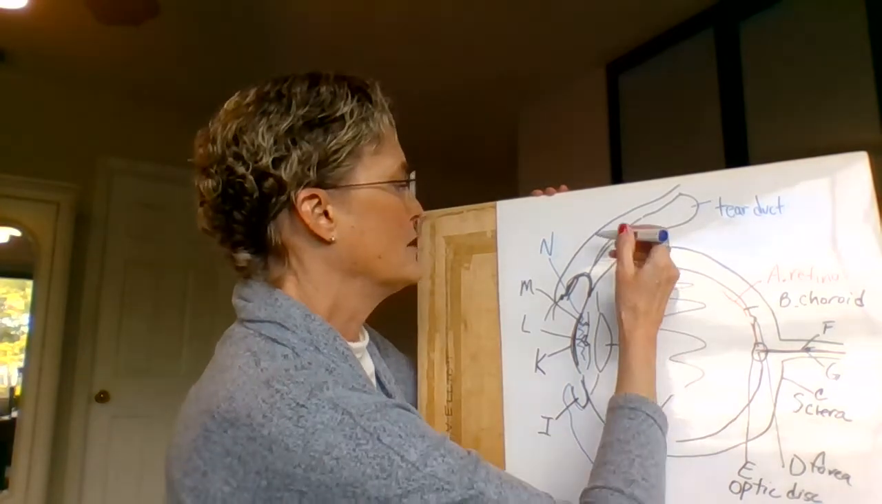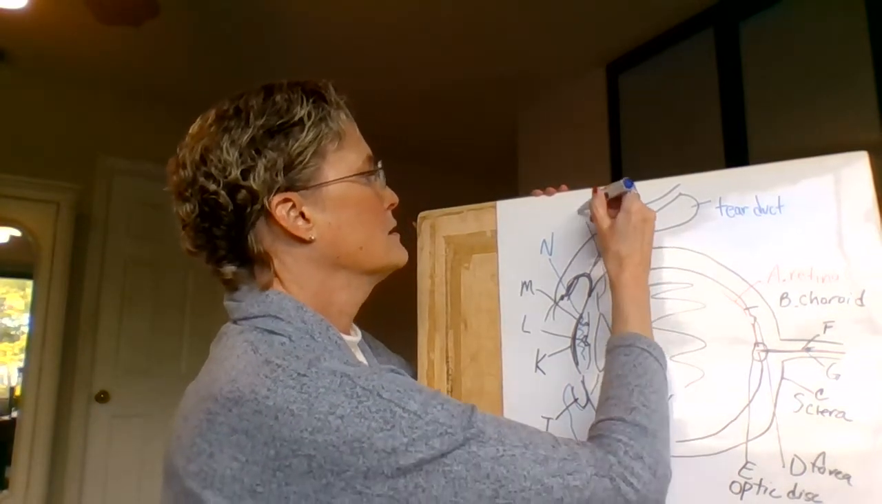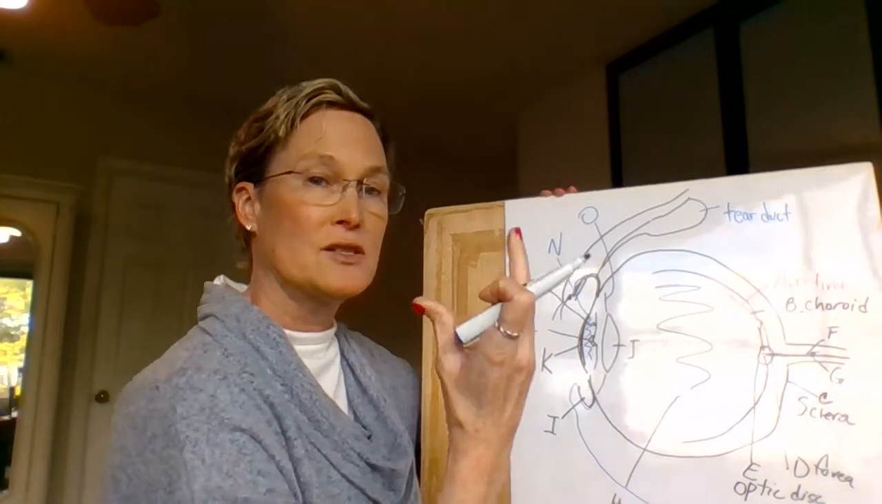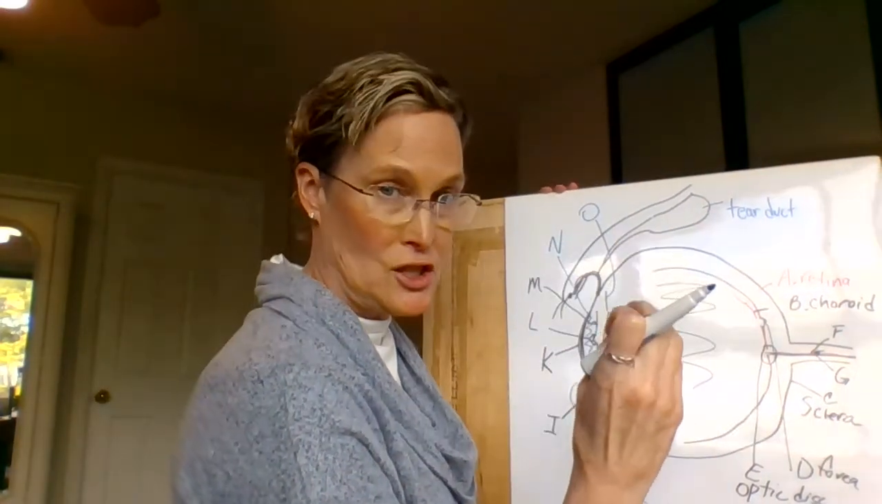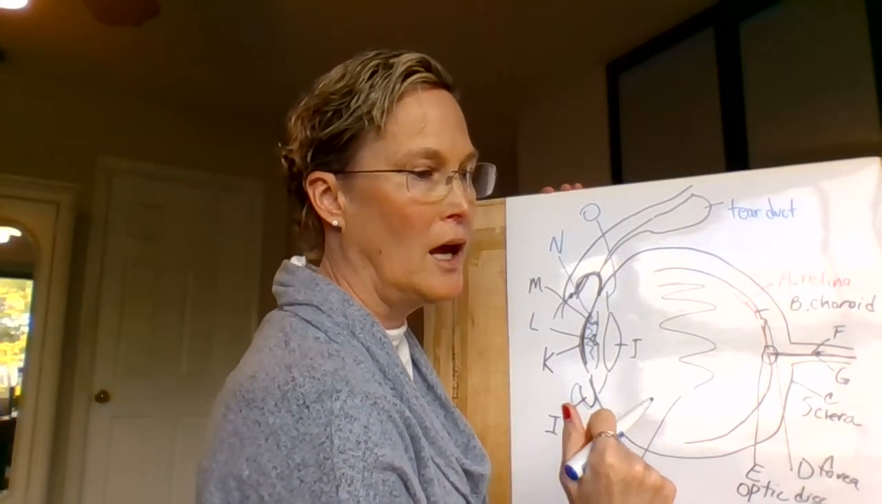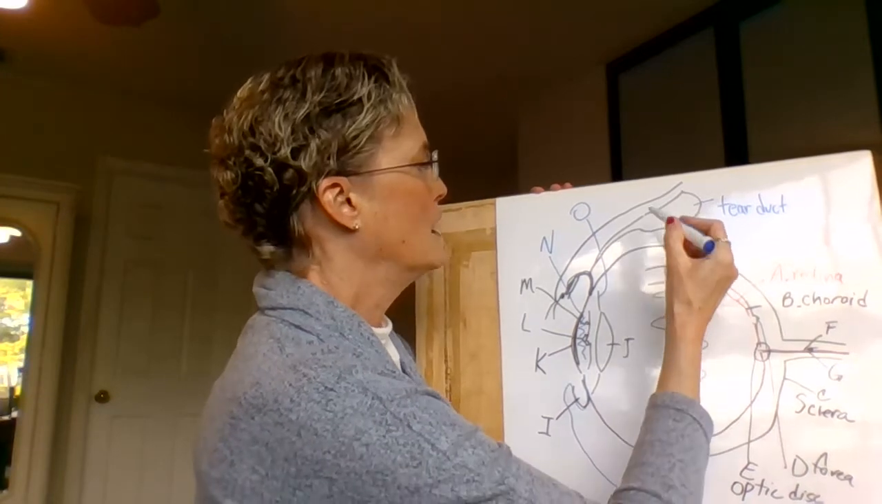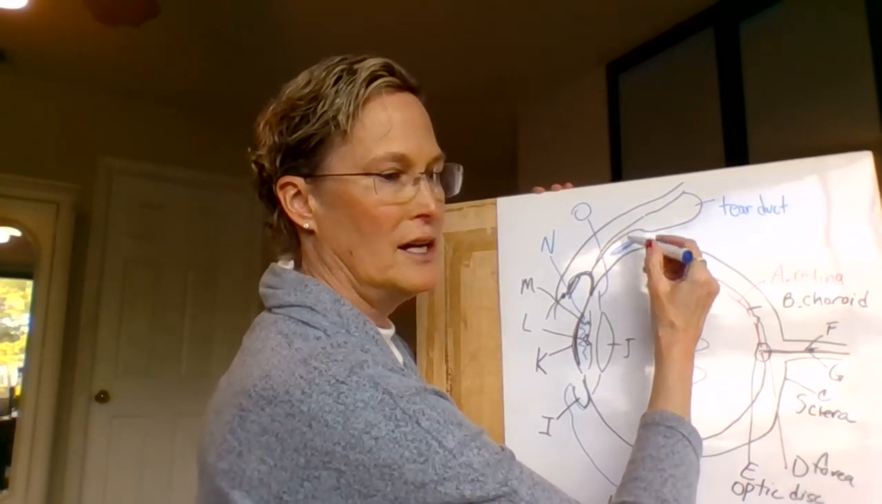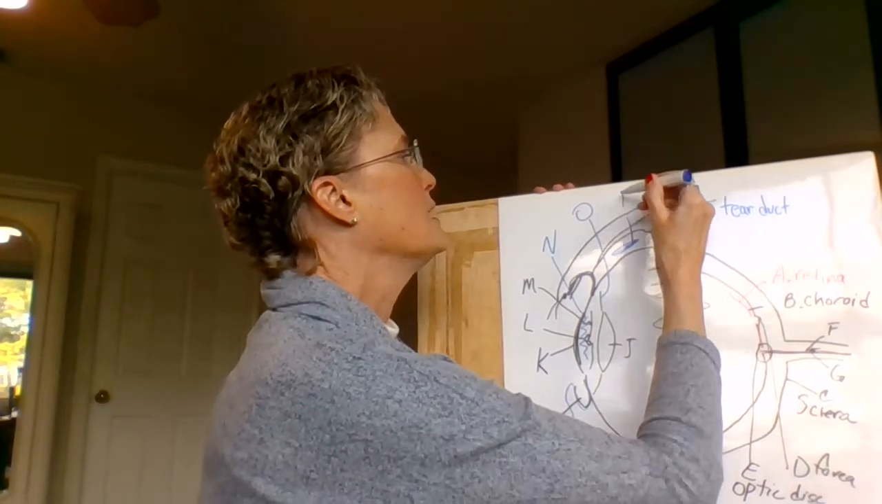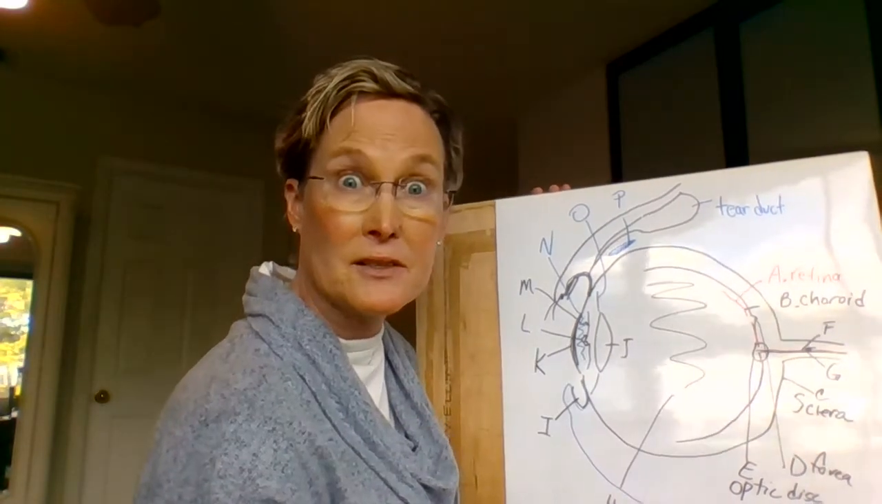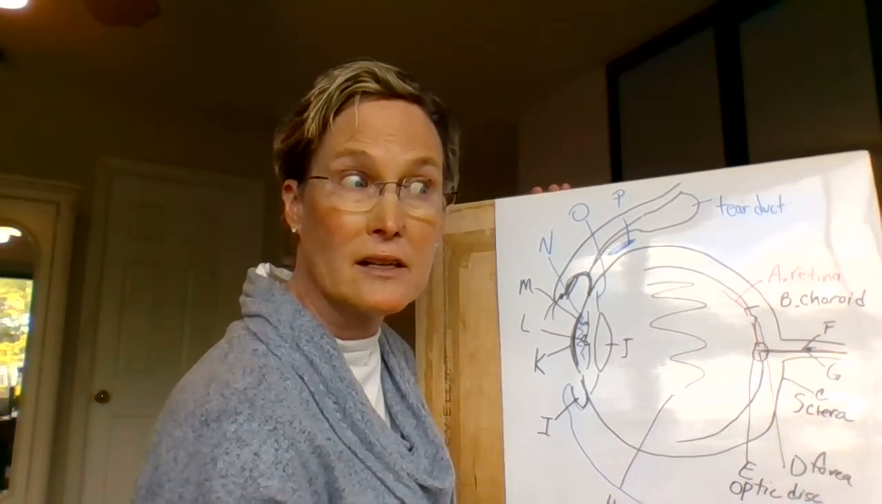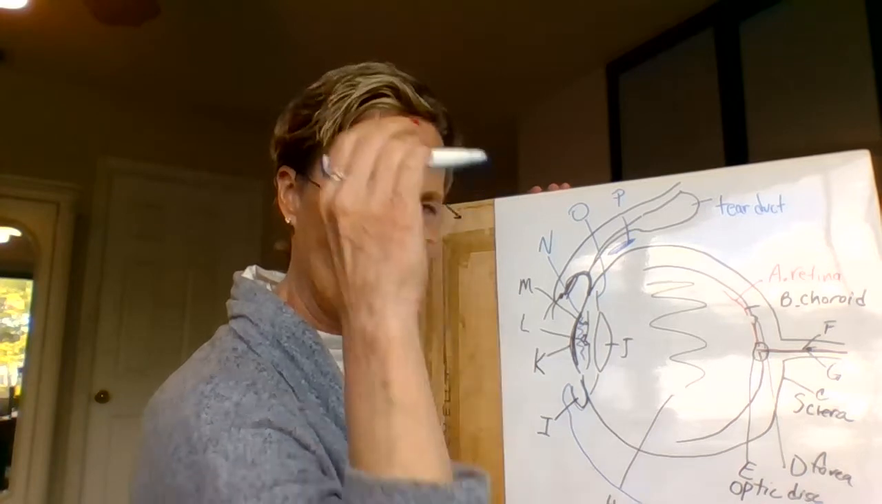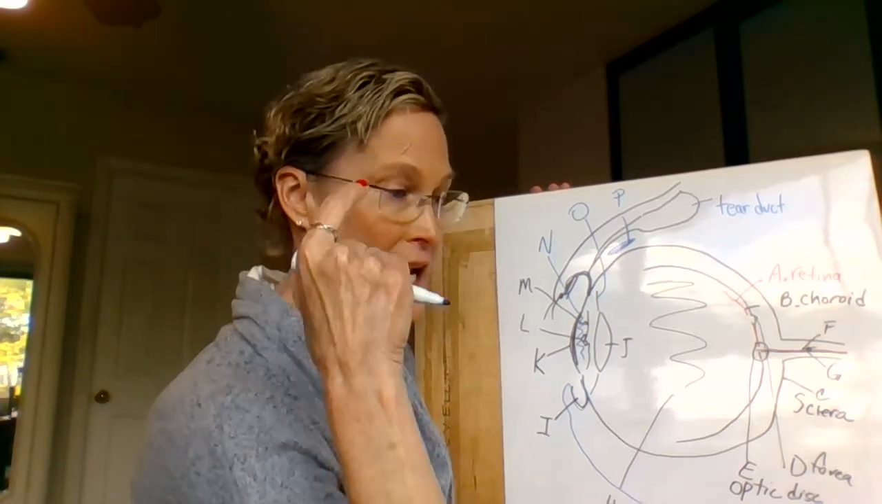O is the ciliary body. This is O, and that's the muscle that's going to change the shape of the lens. And then you have your external eye muscles. And your external eye muscles are P. And your external eye muscles allow you to look back and forth. Okay? External to the eye, but inside your head.